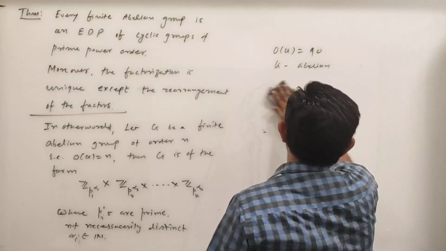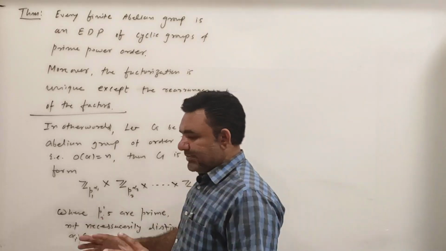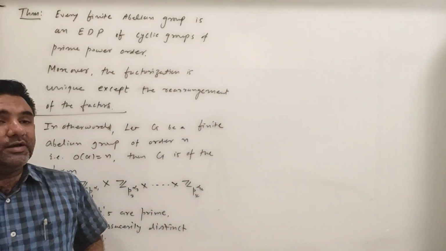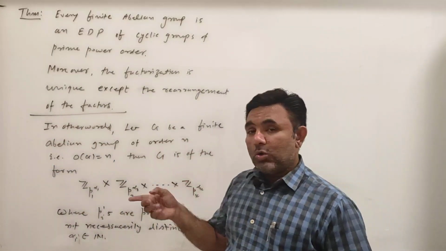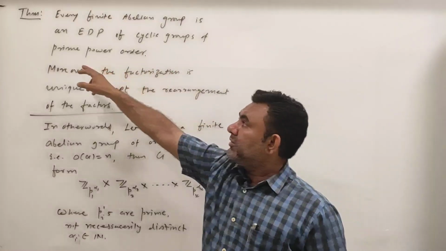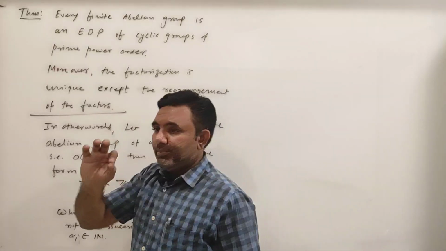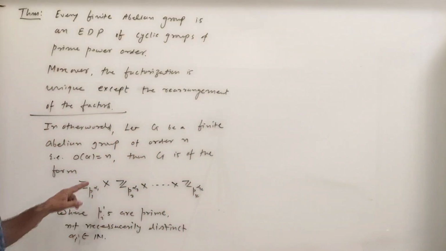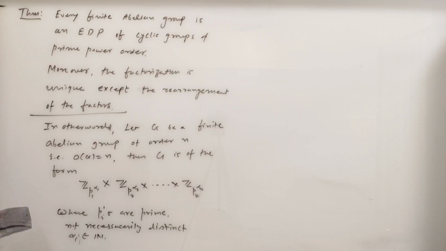तो ये theorem हमें क्या बता रहा है कि कोई भी finite abelian group है, then it can be expressed as EDP, external direct product of cyclic groups. और वो जो cyclic group है उसका order भी कैसा है? Cyclic group of a prime power order. जो cyclic group है उसका order कैसा रहेगा? Prime का power, prime raised to some power. So we accept this result. Now the next result, and that is the fundamental theorem of finite abelian groups.